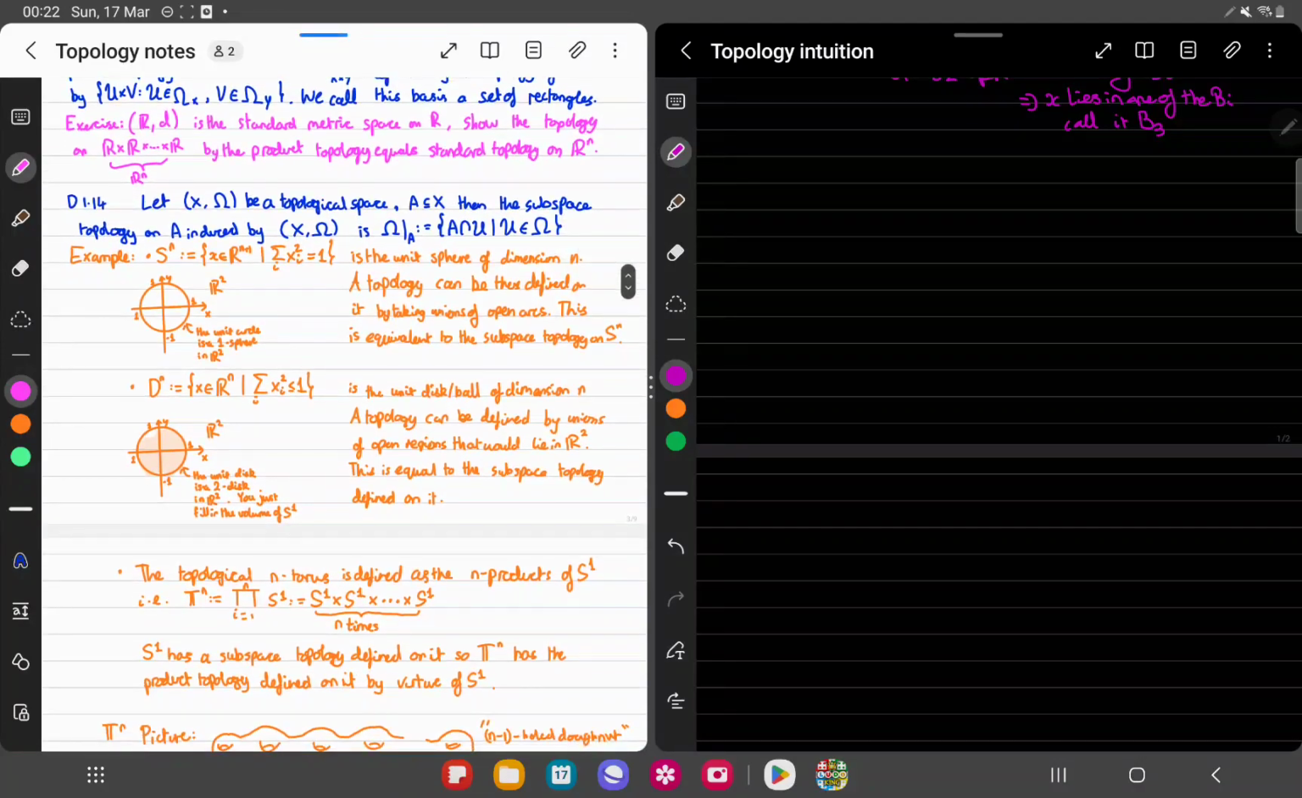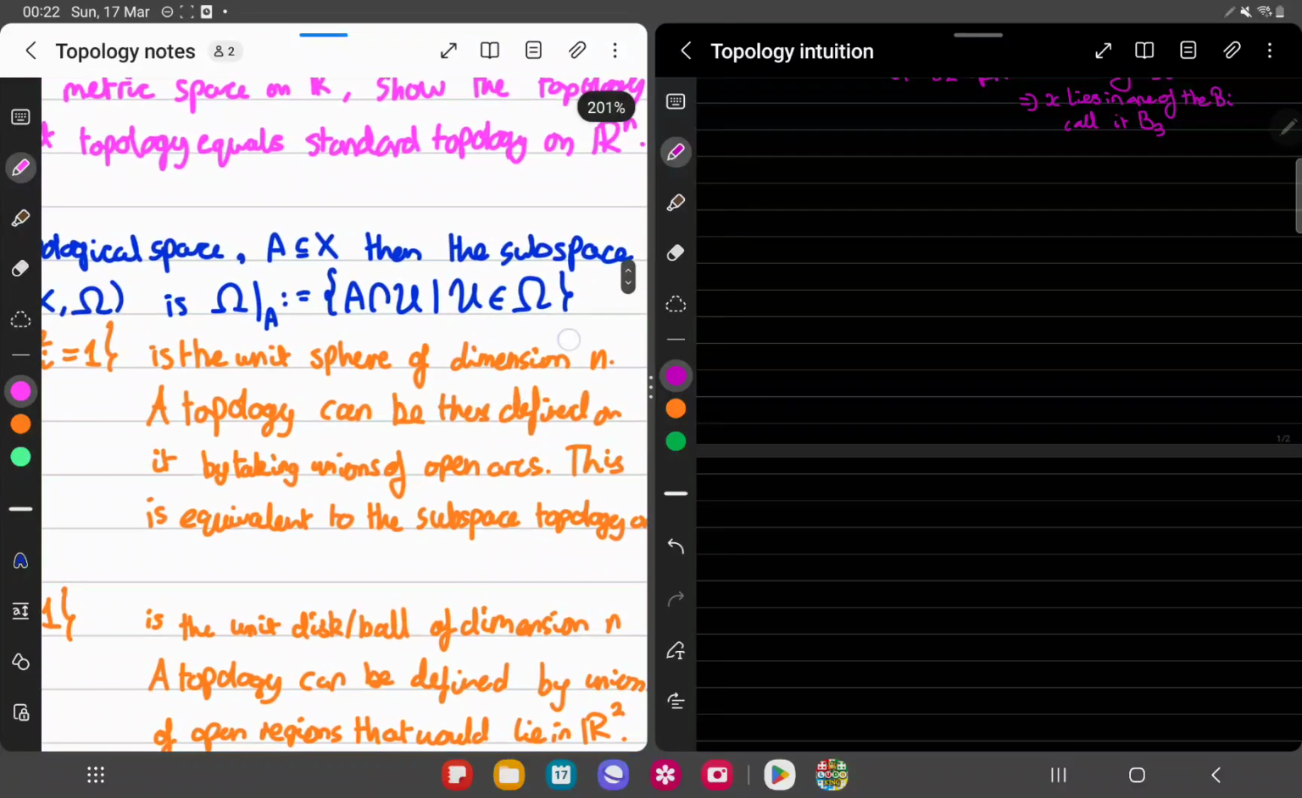If you want to see how to do this thing, I suppose you should just comment about it. Definition 1.14. Let X be a topological space and A a subset of X. Then you can put a topology on this subset induced by the original topology, which is the intersection of open sets of that topology. So here, these are open sets of that topology intersecting with the subset.